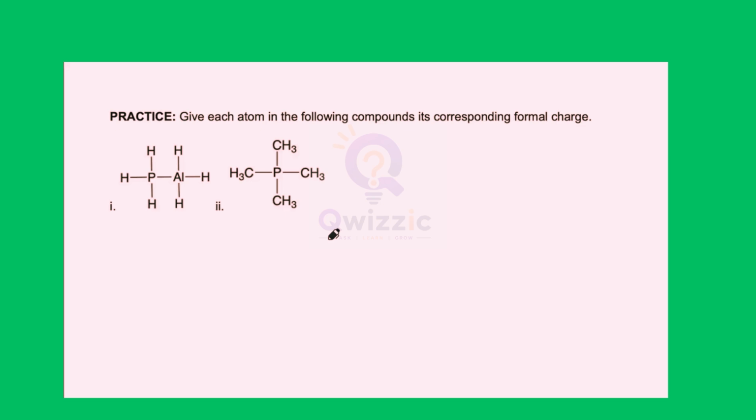Our next problem says, give each atom in the following compounds its corresponding formal charge. And we're given two different molecules, so we'll look at them each in more detail. But first, let's recall how we calculate formal charge.